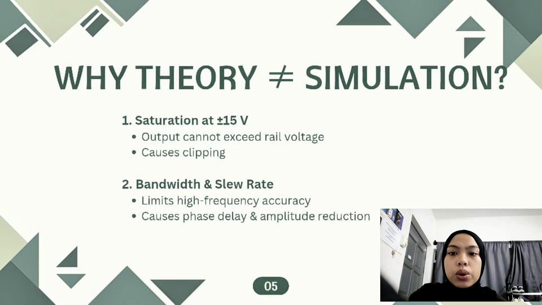Second, the limited slew rate of the 741 op-amp reduces the output amplitude and causes a slight phase delay at higher frequency. This principle shows why ideal equations and real simulation are not perfectly identical.